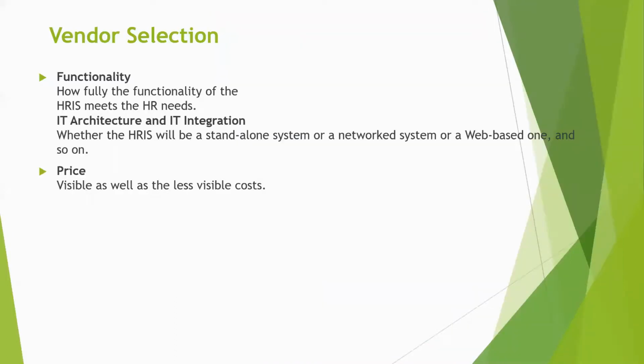So in terms of vendor selection, we have to consider three main points. Regarding the functionality: how fully the functionality of the HRIS meets our needs, what our requirements were, and does the software give all the required functionality. The second thing is the IT architecture and IT integration: whether the HRIS that we are adopting from a particular vendor will be a standalone system, a network-based system, or a web-based system. These things are to be considered when we are selecting a vendor. Of course, money makes the mare go.